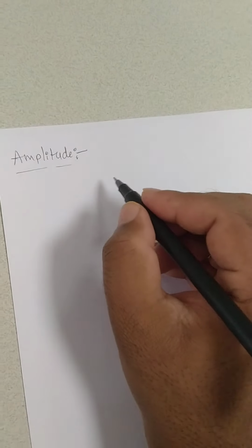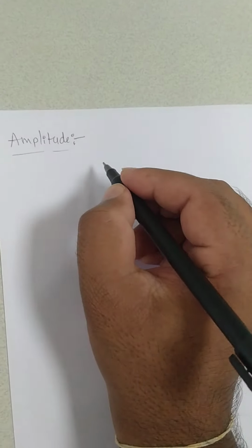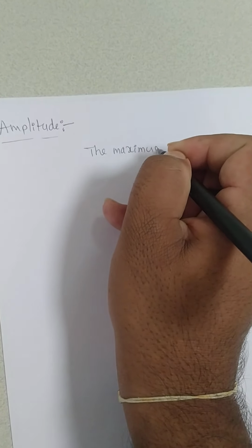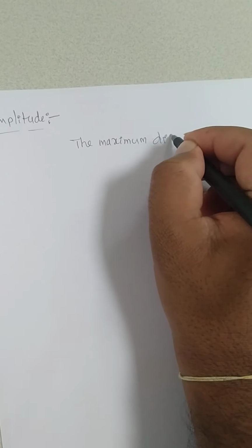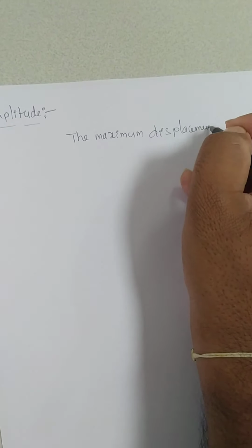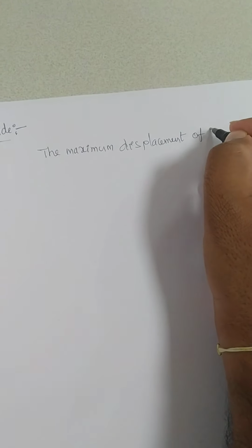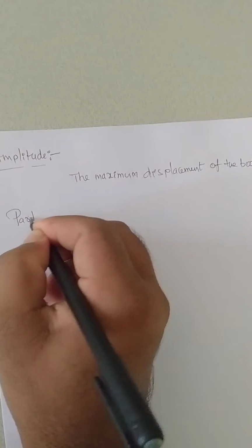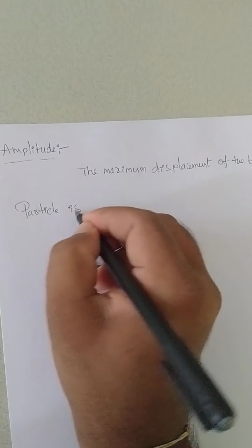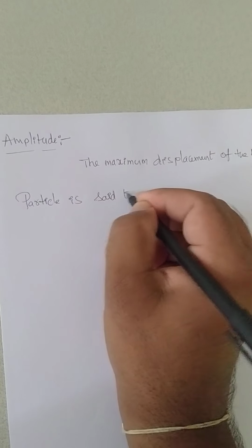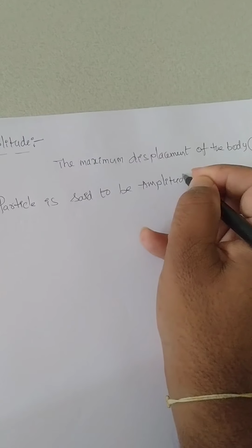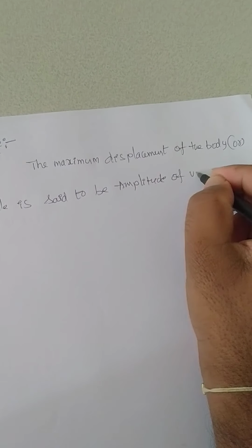Actually, the basic definition of amplitude of vibration of sound is nothing but the maximum displacement of the body or particle of the body. The maximum displacement of the body or particle is said to be the amplitude of vibration of sound.